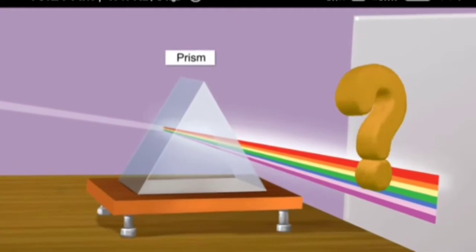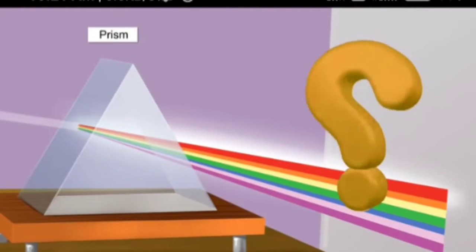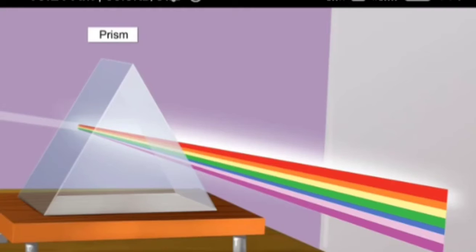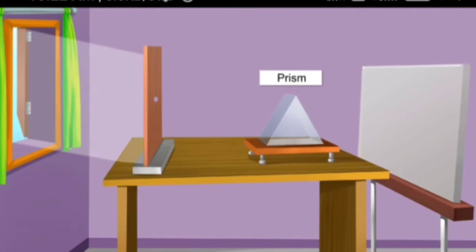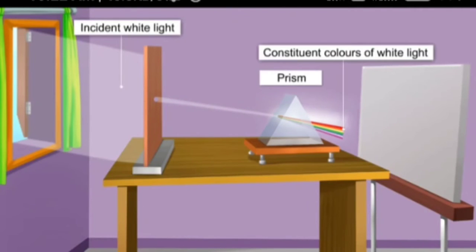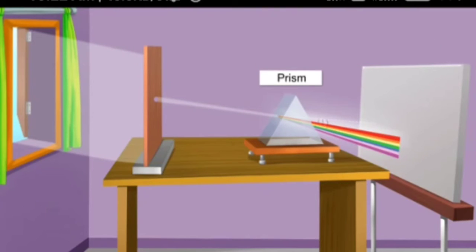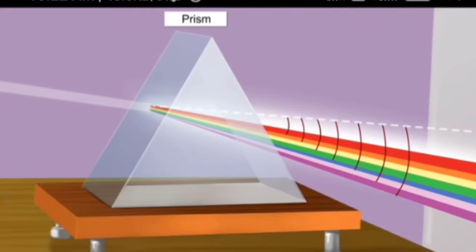Are you wondering from where this beautiful band of colors appeared? Actually, the white light consists of 7 colors, namely violet, indigo, blue, green, yellow, orange, and red, which we saw as the band of colors. When the white light coming from the sunlight falls on the prism, it splits this incident white light into its constituent colors. The splitting occurs because different colors of the sunlight bend through different angles with respect to the incident ray when they pass through the prism.